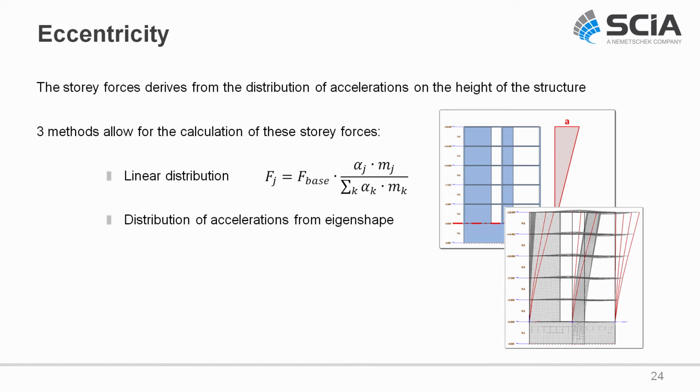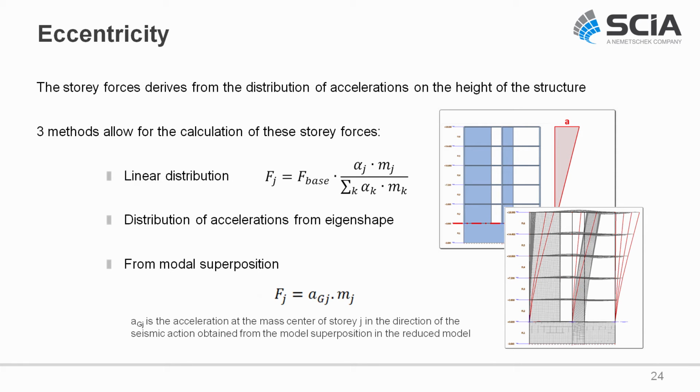2. Distribution of accelerations from mode shape. In this case, the distribution of accelerations is assumed to be proportional to the displacement of the structure and the relevant mode shape. The user must specify the reference mode. When the mode shape selection is set as automatic, the program selects the mode that has the highest modal mass in the direction of seismic action. And 3. Acceleration from modal superposition. In this case, no distribution key is used. The accelerations are obtained directly from the seismic load case after modal superposition. The acting forces on storeys are obtained with the following formula.